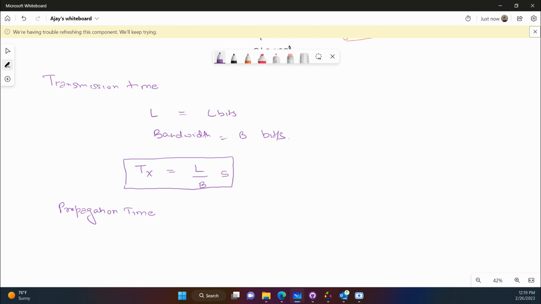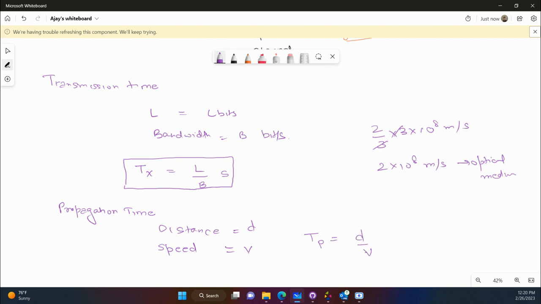The second time is the propagation time. We know that it is the time taken for a packet to travel from the sender to the receiver. So assume the distance between the sender and receiver is d, and the speed of the signal, the speed at which the packet travels, is V. Generally, we consider the optical medium, where the speed is 2/3 of the speed of light. The speed of light is 3 into 10 raised to power 8 meters per second, so in our case the speed will be 2 into 10 raised to power 8 meters per second in an optical medium. Let's represent it with V, then the propagation time Tp is represented by d divided by V. Cool.